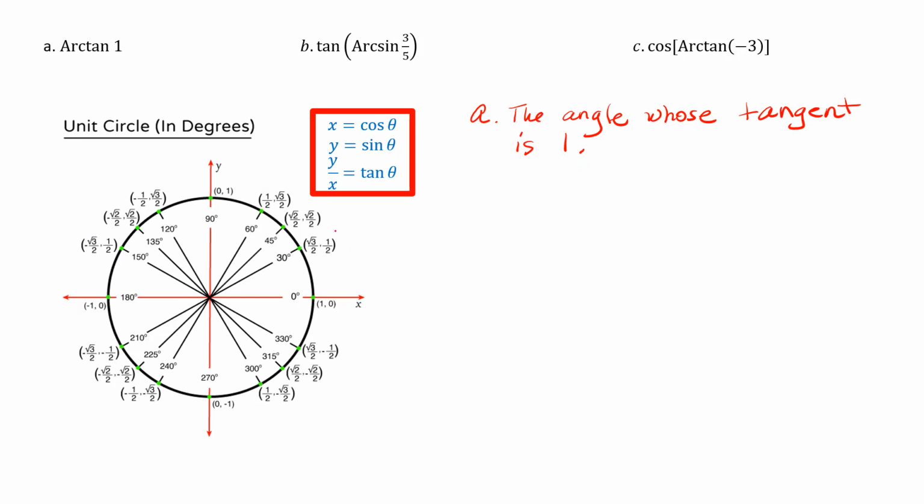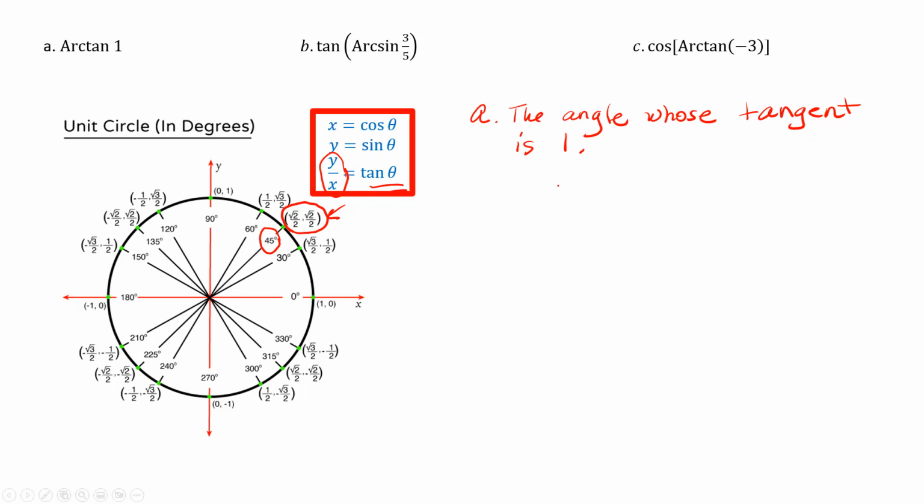You want to notice that the angle whose tangent is 1 is on the unit circle. And as you get to know the unit circle better, you'll realize that. That is because at 45 degrees, or any angle that is related to 45 degrees, y over x, that's tangent, is square root of 2 over 2 over square root of 2 over 2. And that is 1. So the angle whose tangent is 1 is going to be 45 degrees.